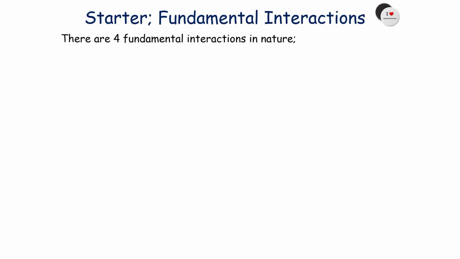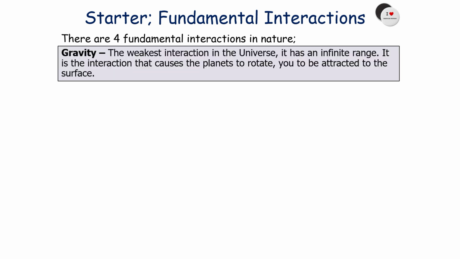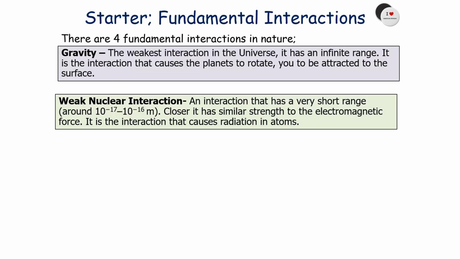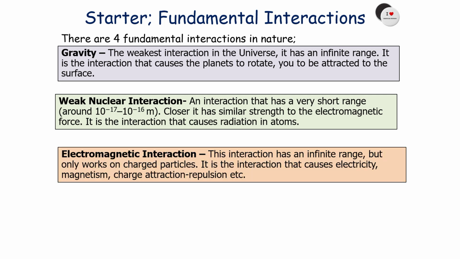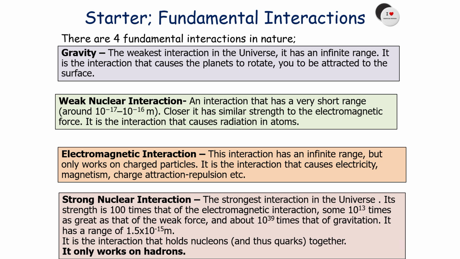So there are four fundamental interactions in nature. You've got gravity, which is the weakest interaction in the universe. Then you've got the weak nuclear interaction. You've then got the electromagnetic interaction. And then you've got the strong nuclear interaction, which only works on hadrons.